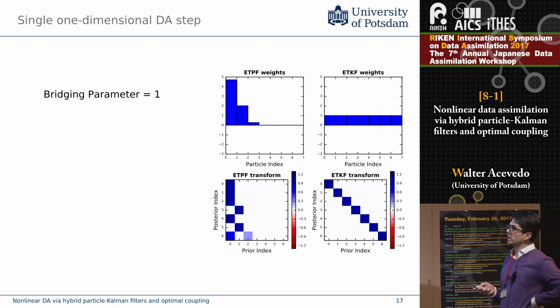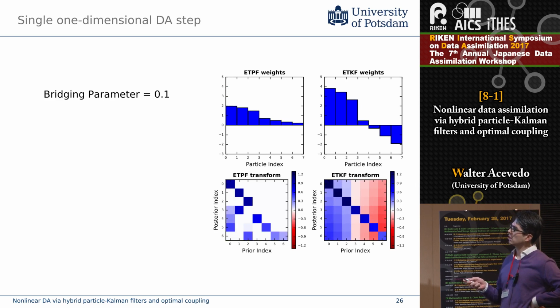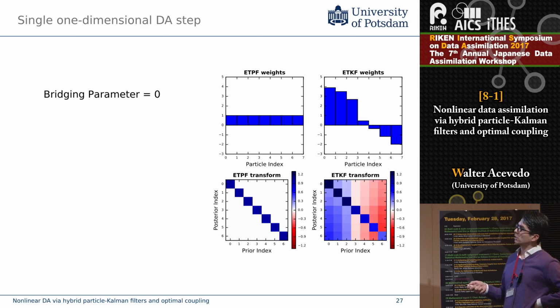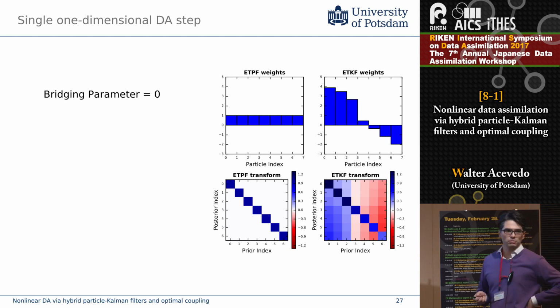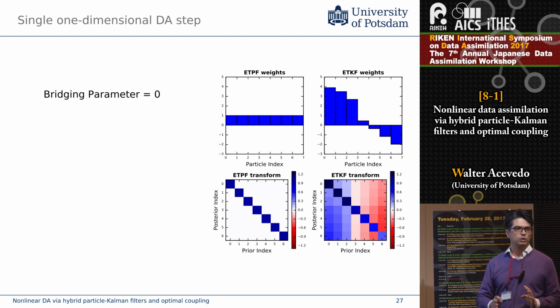Now, if we reduce the bridging parameter, we can homogenize these weights, as you can see here. They become increasingly homogeneous. The transformation starts getting more and more diagonal. The diagonal terms become stronger. And for the Kalman filter, some of the weights become very negative, and the entries also. And in the limit of bridging parameter equals 0, we have, again, a completely inactive particle filter with equal weights and identity transform. And all the job is done by the Kalman filter. So that's how this bridging parameter is allowing us to homogenize the weights of the particle filter so that we avoid collapse.